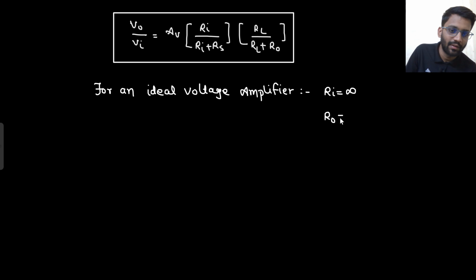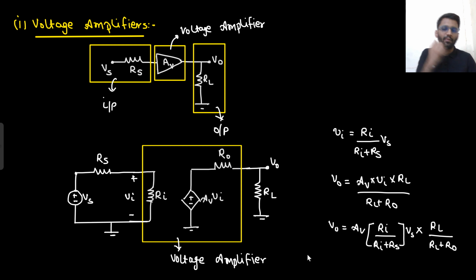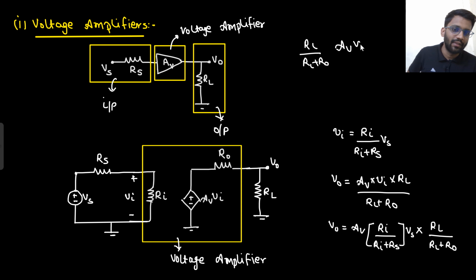What about R naught? Tell me about R naught. What should be the value of R naught so that you get maximum output? The value of R naught should be 0, because you don't want R naught to eat up any voltage. What is your V naught? V naught is RL upon RL plus R naught into AV into Vin.